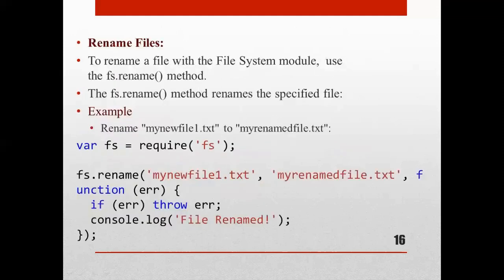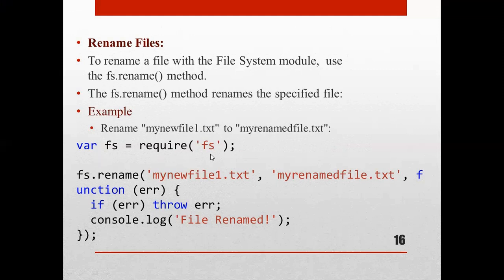Then next operation is rename files. So to rename a file with the file system module, use the fs.rename method. For rename files, the fs.rename method is there. It will rename the specified file. See the example here, where we have to rename the file. This is the old file name, my new file one.txt file. So we have to rename this file to my rename file.txt.